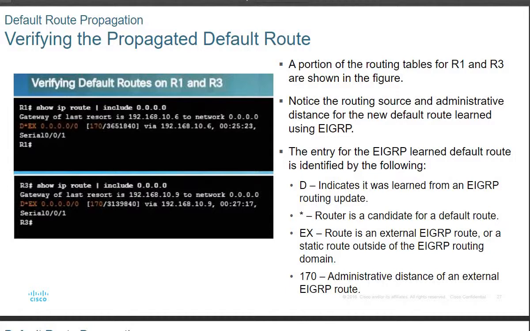D indicates it was learned from an EIGRP routing update. The asterisk indicates the route is a candidate for a default route. EX means the route is an external EIGRP route or a static route outside of the EIGRP routing domain. 170 is the administrative distance of an external EIGRP route.